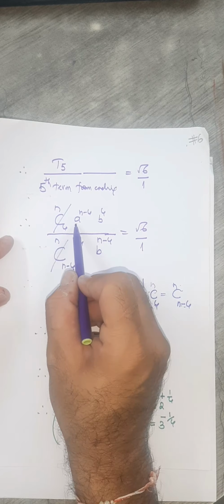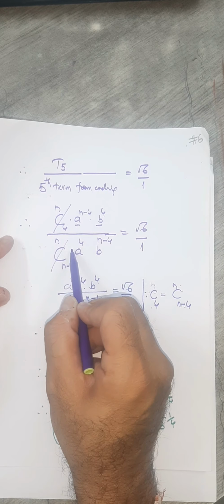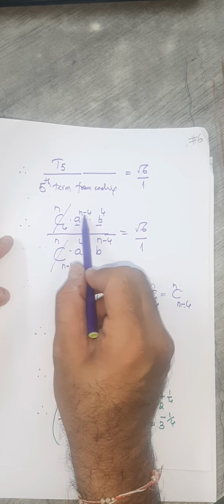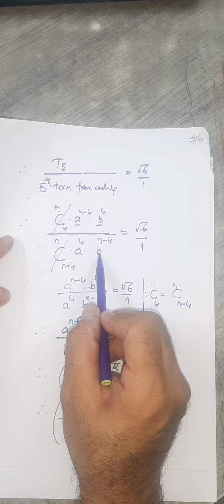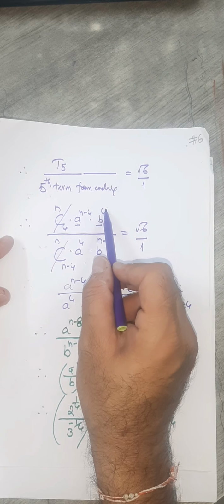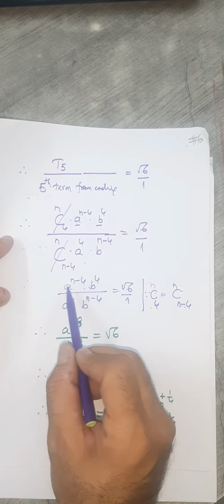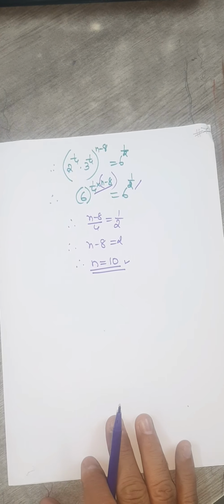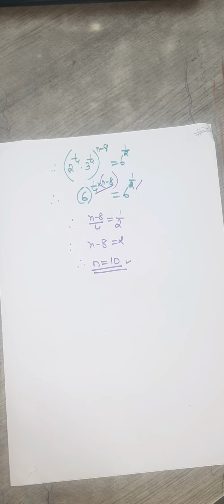Therefore, these two will get cancelled, and powers of a and b will get interchanged. Here n minus 4 is power of a, here it's power of b. Here power of b is 4, here power of a is 4. And then we have just simplified. Fine. Now, let's see the next question.